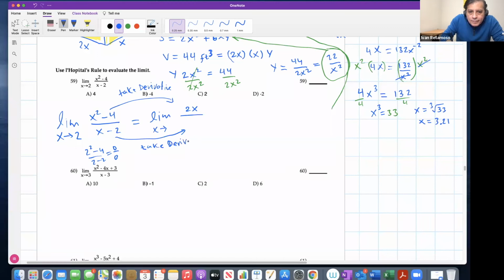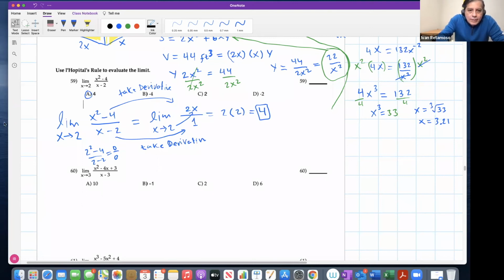Derivative of this guy is just 1, right? And L'Hopital says, then try the substitution again. Now you see that when you try again, it works. It gives you 4, and turns out that's the answer. You follow, guys? Example 59, answer 4, using L'Hopital's rule.